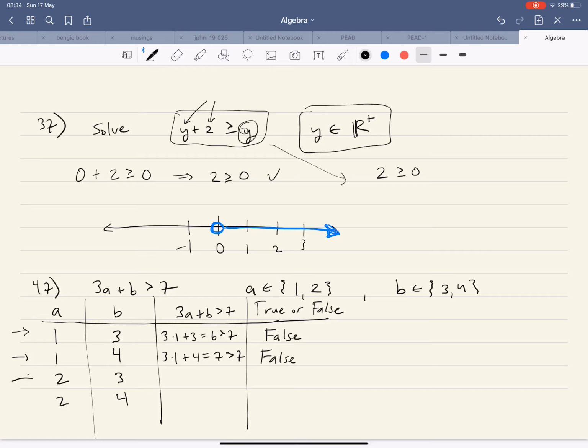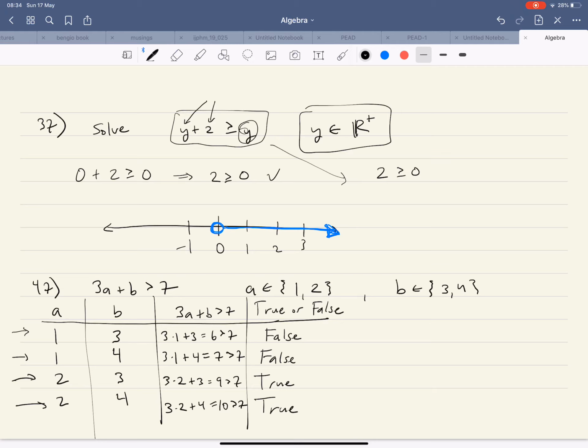Now I'm going to take a look at this one. This is going to be 3 times 2 plus 3, which is 9, greater than 7? Yes, that is true. Now I've got 3 times 2 plus 4, which is 10, greater than 7? Yes, it is. All right, and that's it. We are done with that problem.